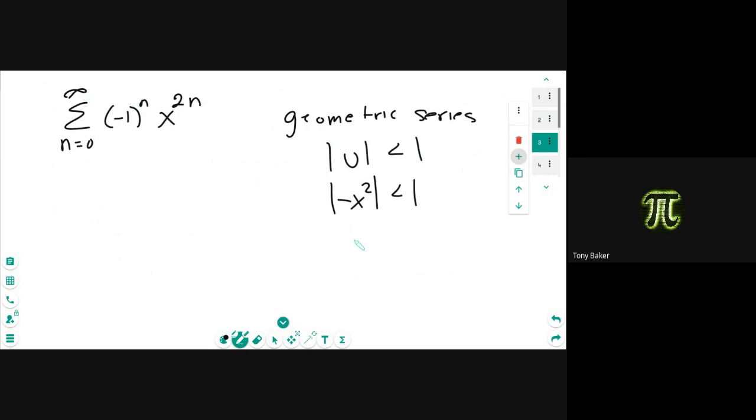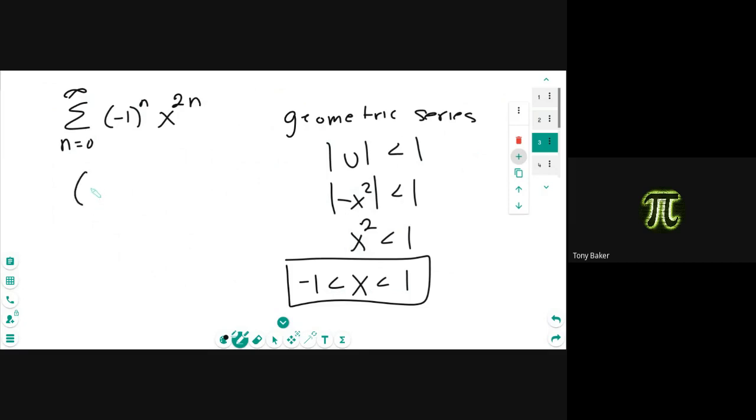So I end up getting, what's the absolute value of negative x squared? That's just x squared. It'll never be negative, so I don't have to worry about that. So then I take the square root of both sides. So x is less than 1 and greater than -1. So x is between -1 and +1. So my interval of convergence is -1 to 1.